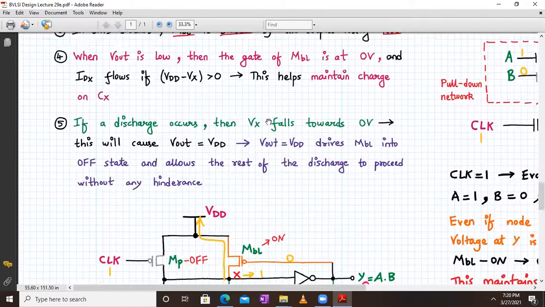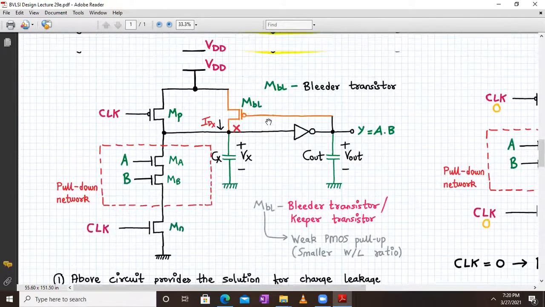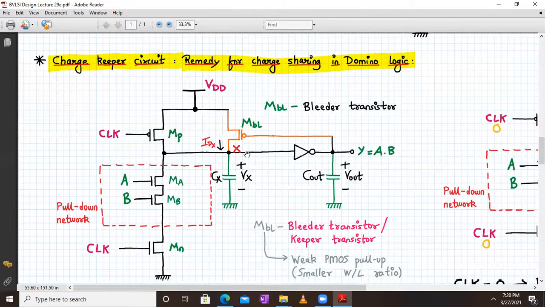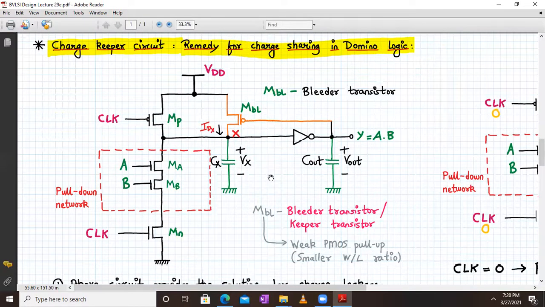I guess that is all for this topic of charge keeper circuit. That is a remedy for charge sharing, and somewhat it's a remedy for charge leakage also, in domino logic. So that is all for today's topic.